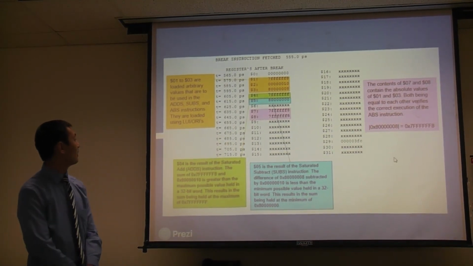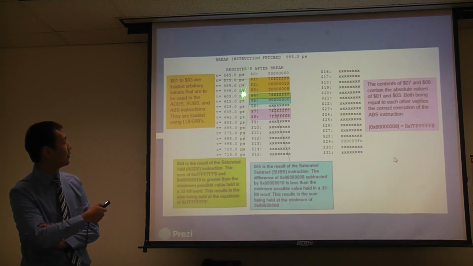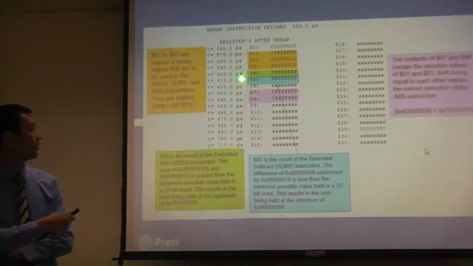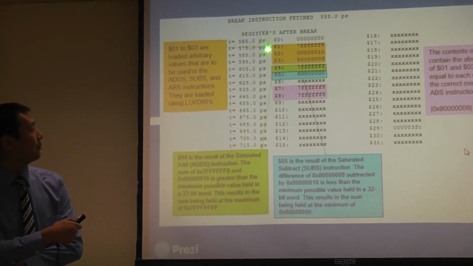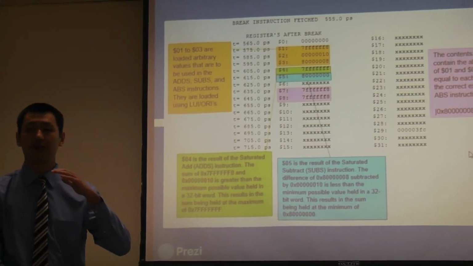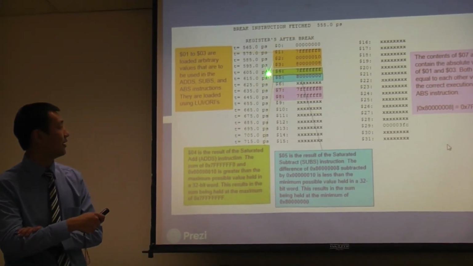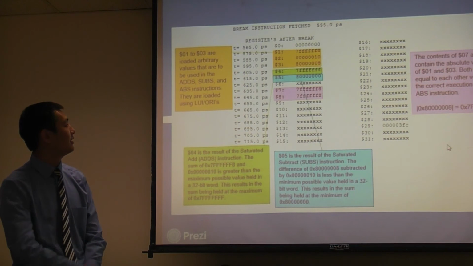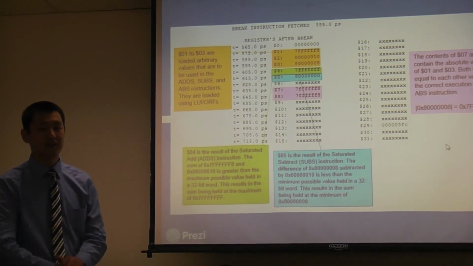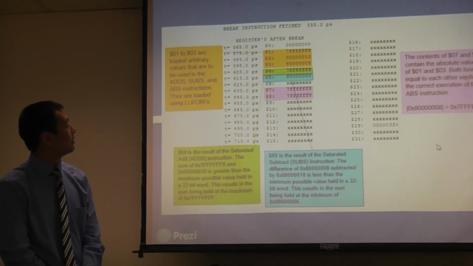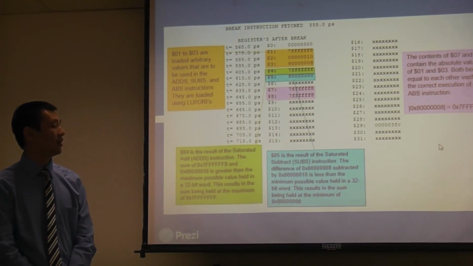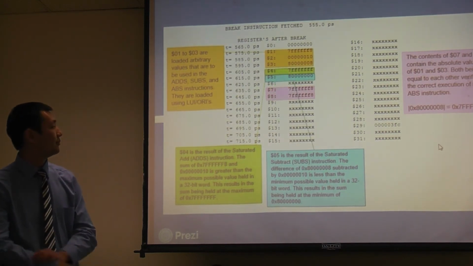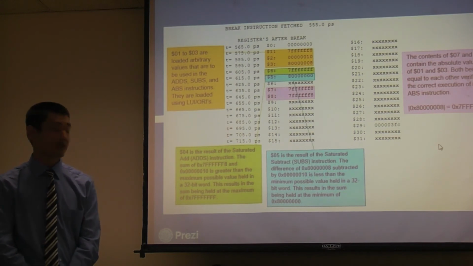So here's our log file. Again, R1, R2, and R3 are arbitrary values. We will add R1 and R2 into R4 because adding register 1 and register 2 will go over the maximum amount of a signed integer. The result is capped out at 7FFF FFFF. Similarly, for register 5, register 3 subtracted by register 2 will go under the minimum amount of a signed integer, and it will cap out at 80000000.